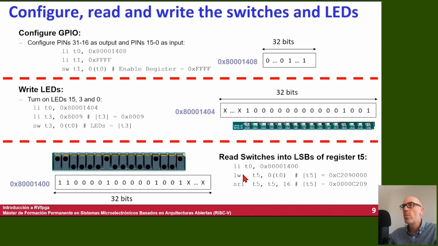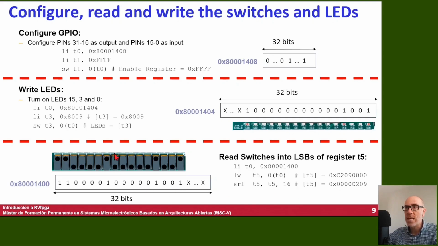Lastly, we see how to read switches in the 16 least significant bits of register T. We write the read register's address, 1400, to T0, read it into T5, then shift T5 right by 16 positions. Why? Since the switches are connected to the most significant pins, 31 to 16, what's read will be in those positions. To place them in the least significant bits, we'll need to shift 16 positions to the right.